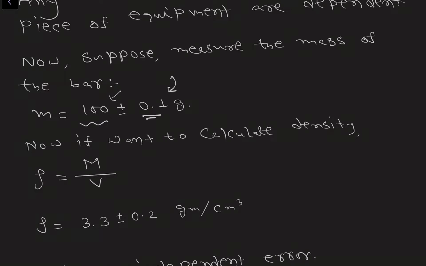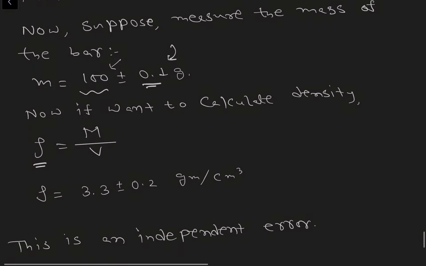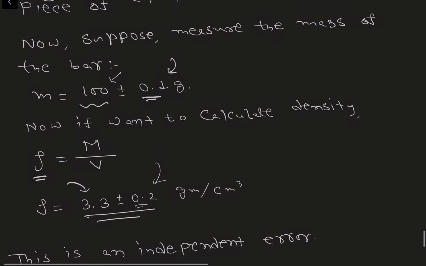Also, now we have the mass of the bar as well as the volume of the bar. Now we can easily calculate the density of the material of which the bar is made. So the density is coming out to be like 3.3 plus or minus 0.2. So how do we get this error?